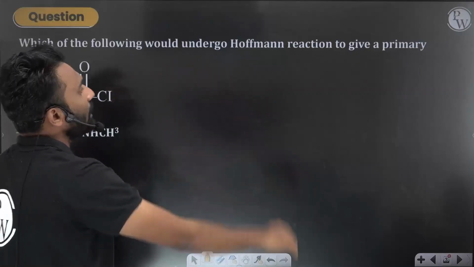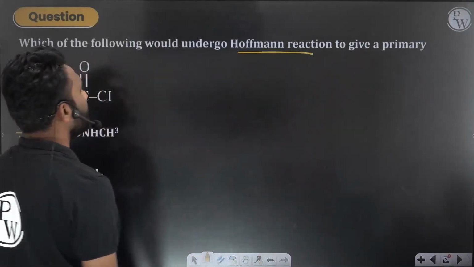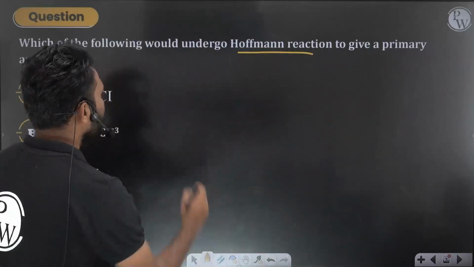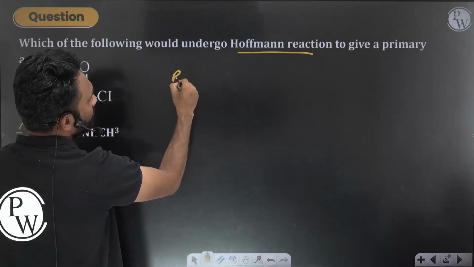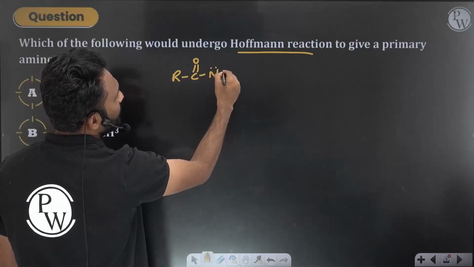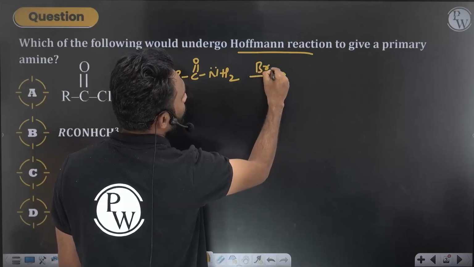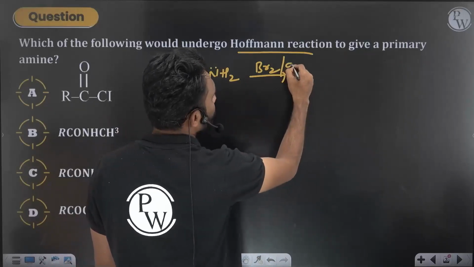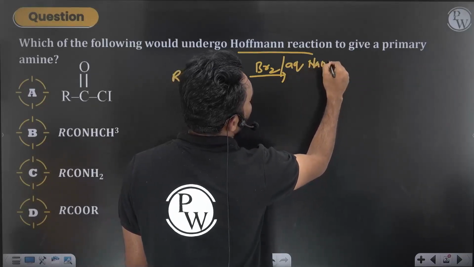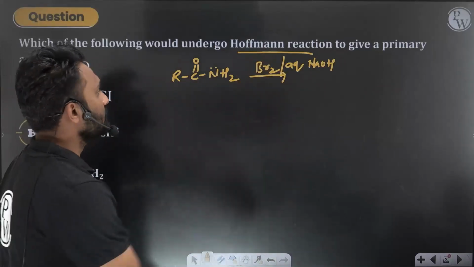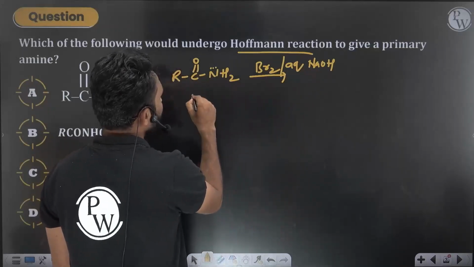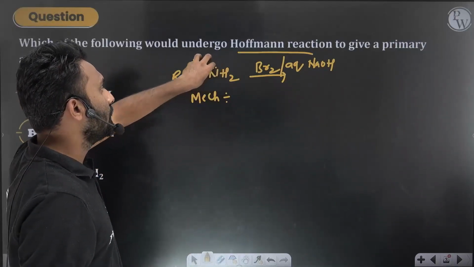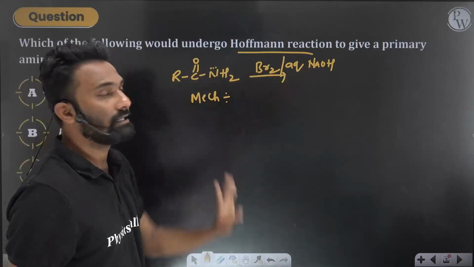Next, which of the following would undergo Hofmann reaction to give the primary amine? Now here, in the Hofmann reaction there is a descent of carbon. First, the Hofmann reaction mechanism: here this is the acid amide, in the presence of Br2 and aqueous NaOH or any base. Now this is the base mechanism. The base abstracts this proton, the proton on this NH2 of the acid amide.